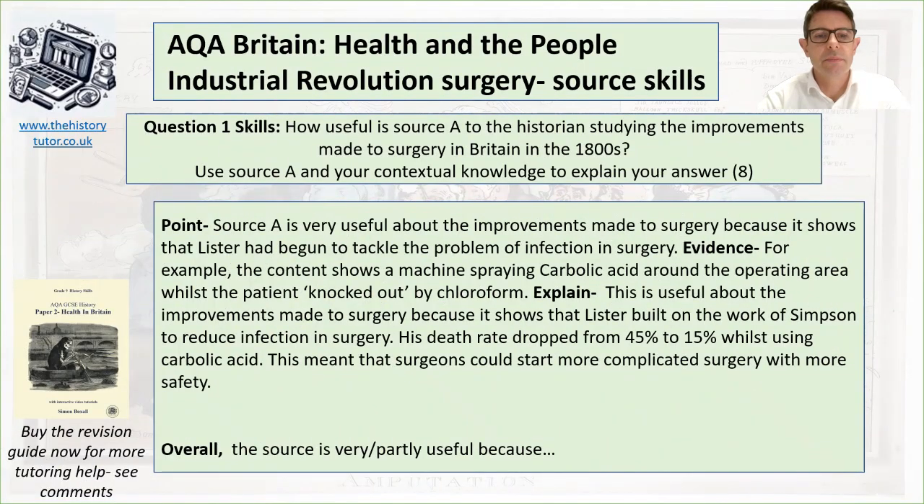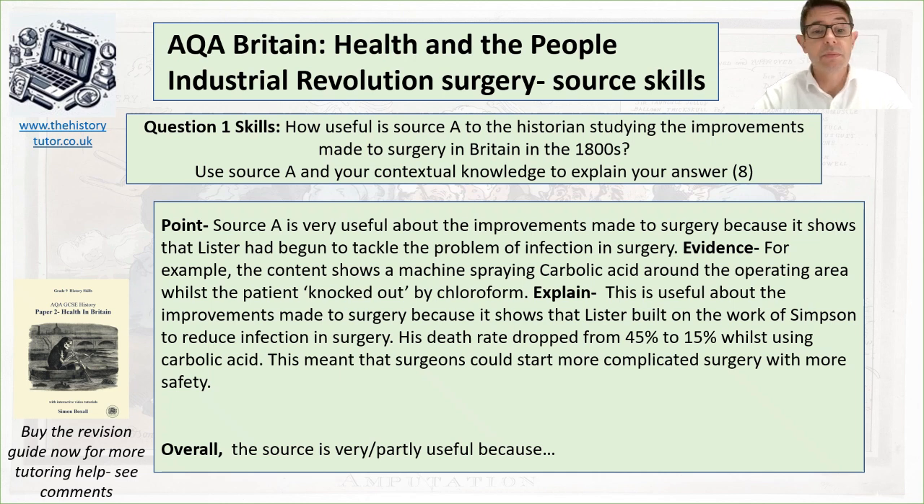Okay, so here's my example paragraph. Source A is very useful about the improvements made to surgery because it shows that Lister had begun to tackle the problem of infection in surgery. For example, the content shows the machine spraying the carbolic acid, and obviously the patient's knocked out by chloroform. This is useful about the improvements made to surgery because it shows that Lister built on the work of Simpson to reduce infection in surgery. His death rate dropped from 45% to 15% while using carbolic acid. This meant surgeons could start more complicated surgery with more safety.